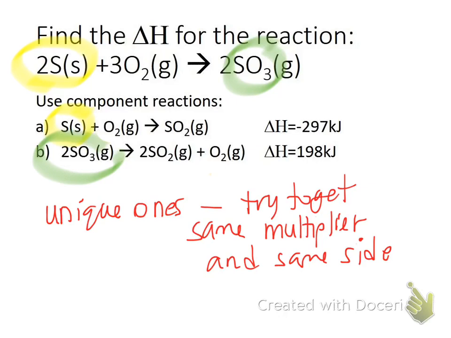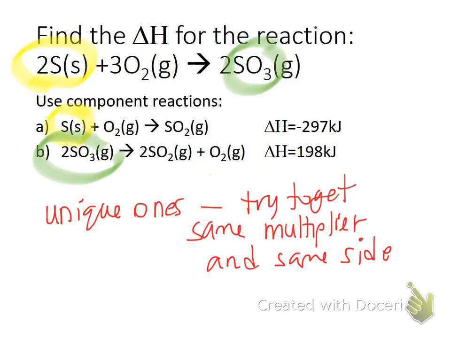Okay, so let's analyze this first one, this yellow one. Is it on the same side of the equation? The target's on the left. Is it on the left in component A? Yes. Okay, so it's on the same side of the equation. We don't have to touch that. But do they have the same multiplier?